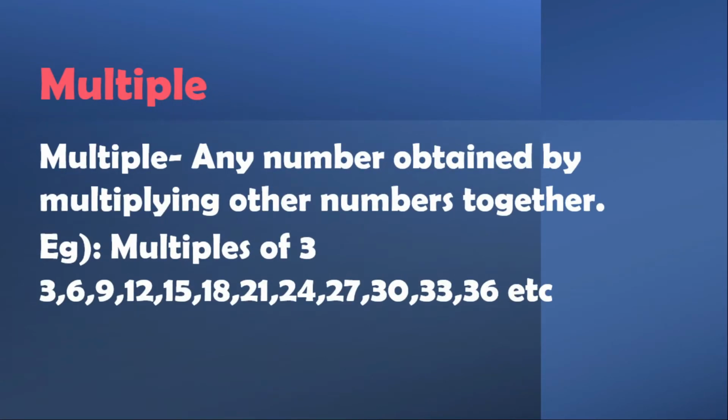Okay, so a multiple is any number obtained by multiplying other numbers together. It's very simple, simpler than factors. For multiples of 3, we just multiply it and get the numbers. So the multiples of 3 are: 3 can be a multiple because 3 into 1 is 3. Then 3 into 2, the answer is 6, so 6 can be a multiple. So for example, if I want every multiple of 3, there are unlimited multiples, but factors are limited.